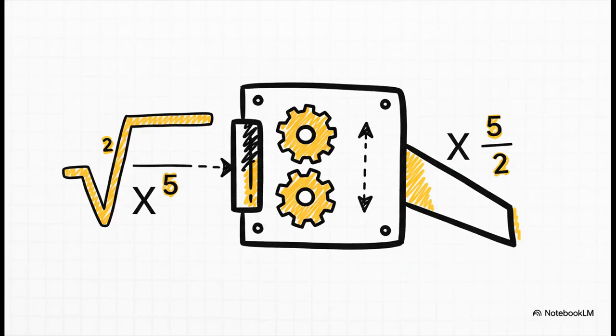Let's put our rule into action on that top part. Okay, so the power is 5, right? That becomes our numerator. The root is a square root, which just means a root of 2. So that 2 becomes our denominator. And bam, just like that, the square root of x to the 5th is now x to the 5/2.